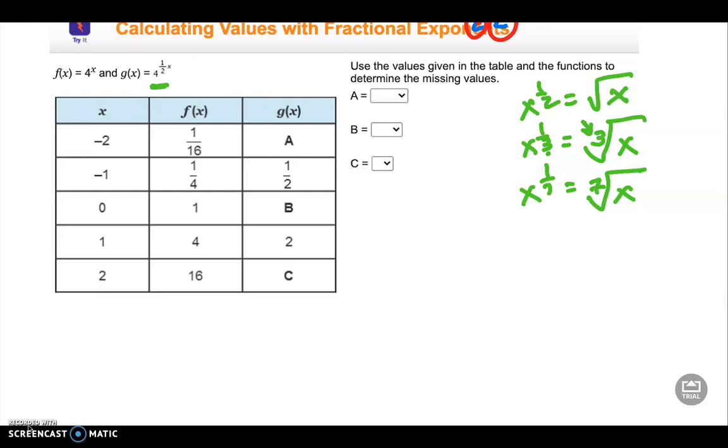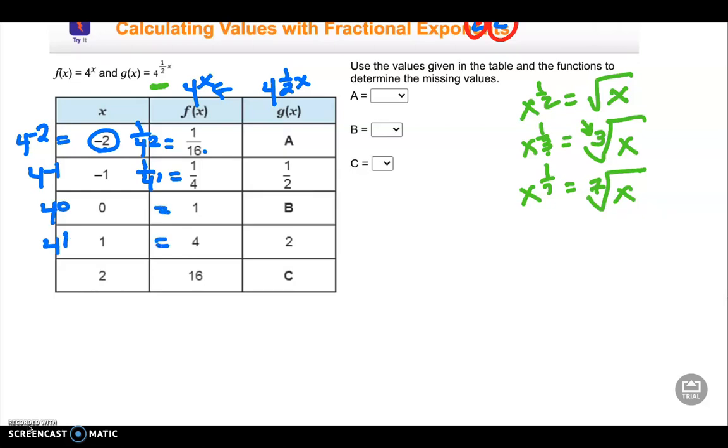So now we've got f of x is 4 to the x, and g of x is 4 to the 1/2 x. And we're trying to find a, b, and c of these missing values. Well, let's first take a look at f of x. All we're doing is substituting the x value in for x up here. So this is 4 to the -2, which is equal to 1 over 4 squared, which is equal to 1/16. 4 to the -1 is 1 over 4 to the first, which is 1/4. 4 to the 0, well, anything to the 0 power equals 1. 4 to the first, we know that's 4, and 4 squared, we know that's 16.